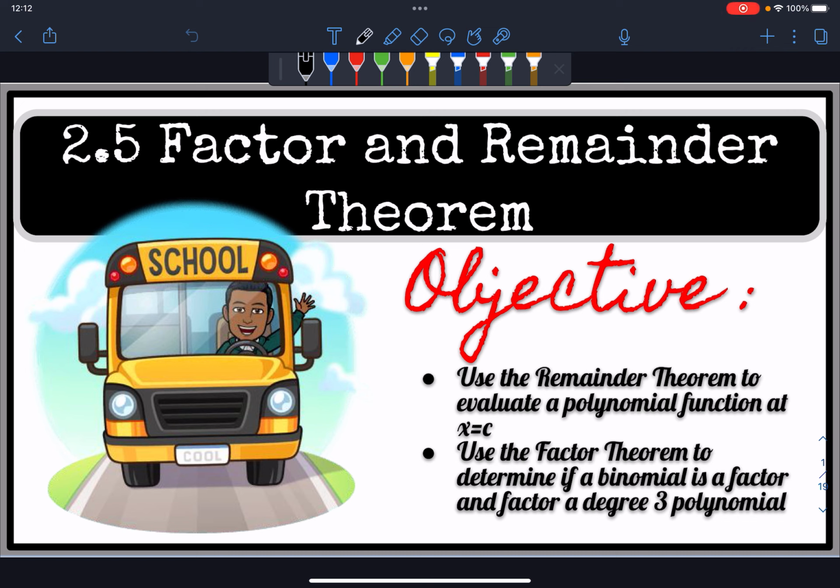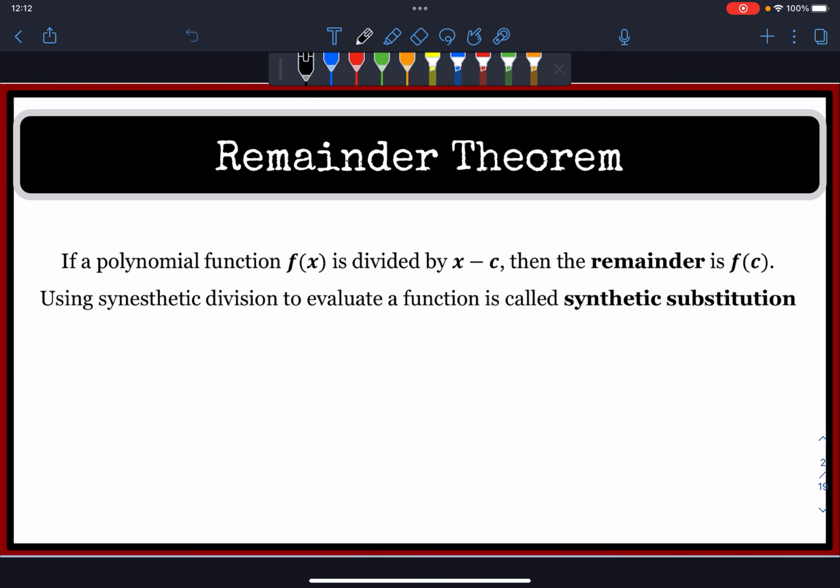This begins by going over the remainder theorem. Now, the remainder theorem states that if a polynomial function f of x is divided by x minus c, then the remainder is equal to the value of the function at this c that we're subtracting from the divisor. So what this is telling us is that we can use a method called synthetic substitution in order to evaluate a polynomial function at a specific value for x.